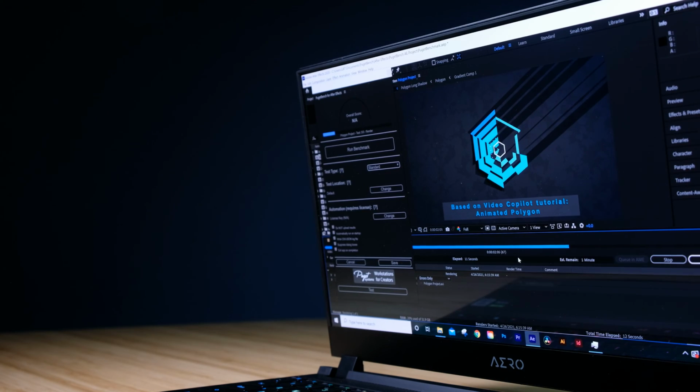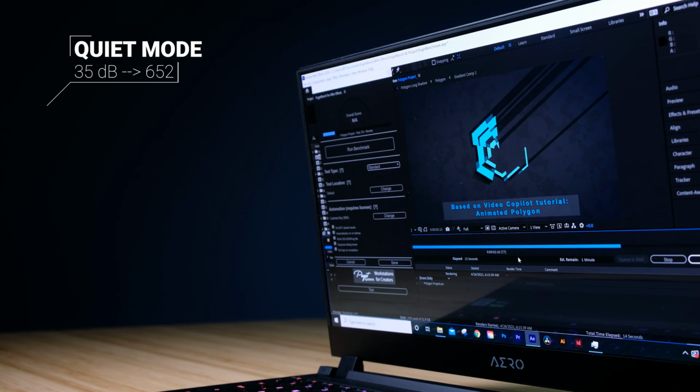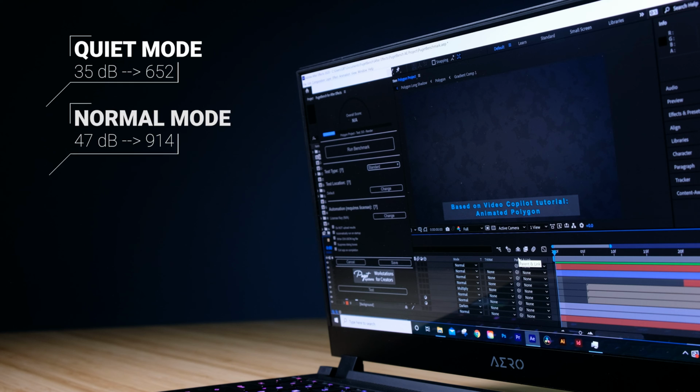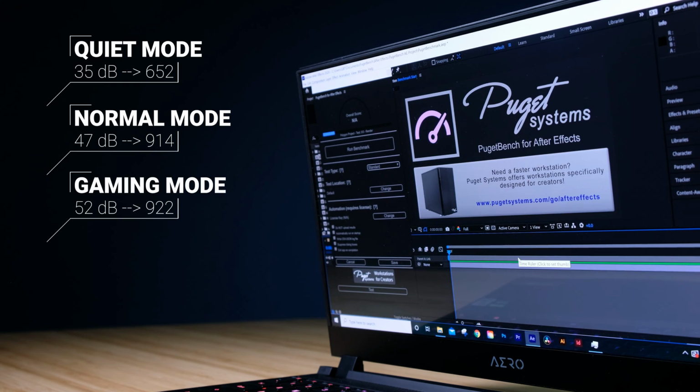Now, if you wanna run this computer on quiet mode, that's gonna be at 35 decibels, and you're gonna see a score inside of After Effects of 652. On normal mode, you're gonna get 914 at 47 decibels, and on gaming mode, 922 at 52 decibels.